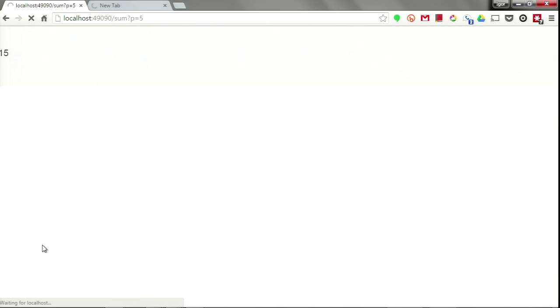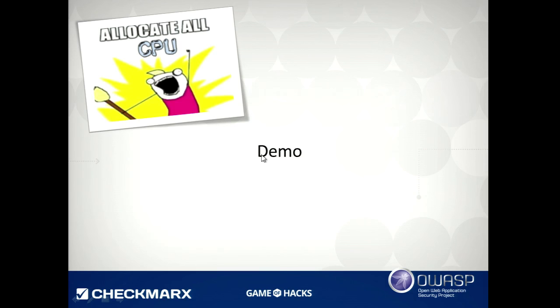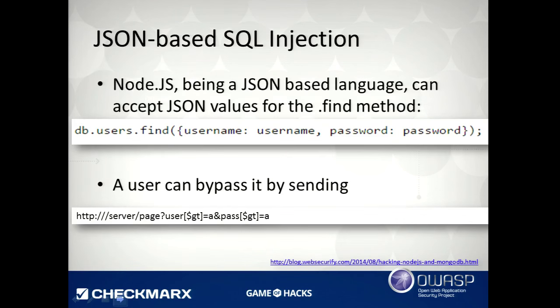So that pretty simple example shows you how easy it is to get a denial of service attack on Node.js apps that are not careful about putting CPU intensive code into the main thread. I guess we're finished now. That's a long number, but keep that in mind when you design your own apps. That was the demo, actually.